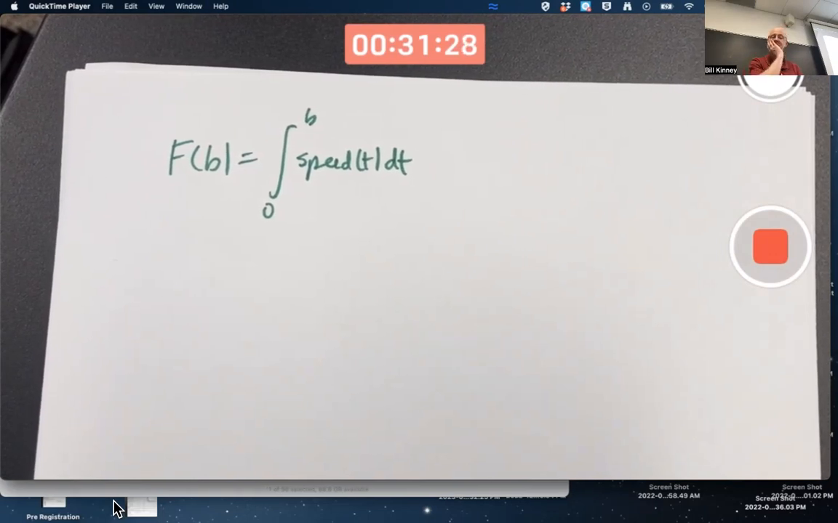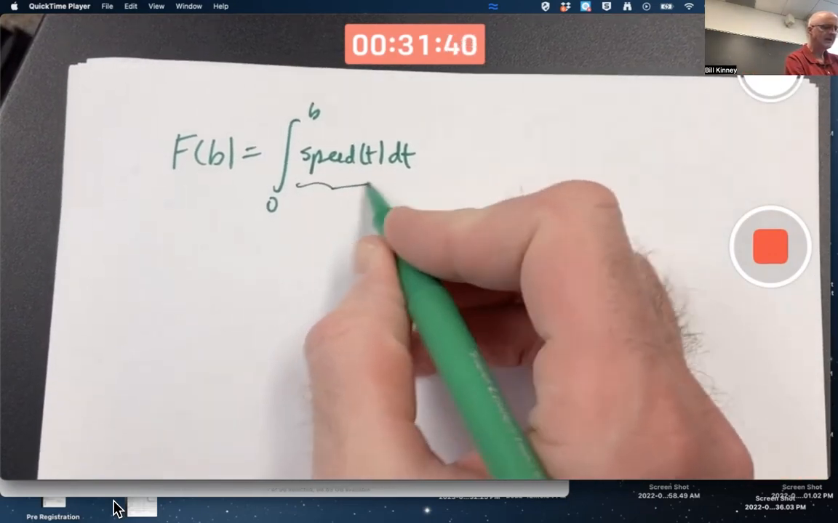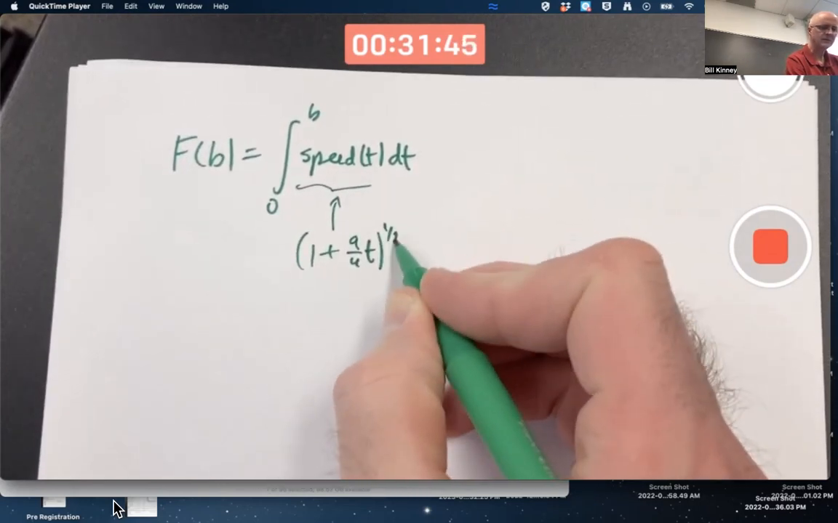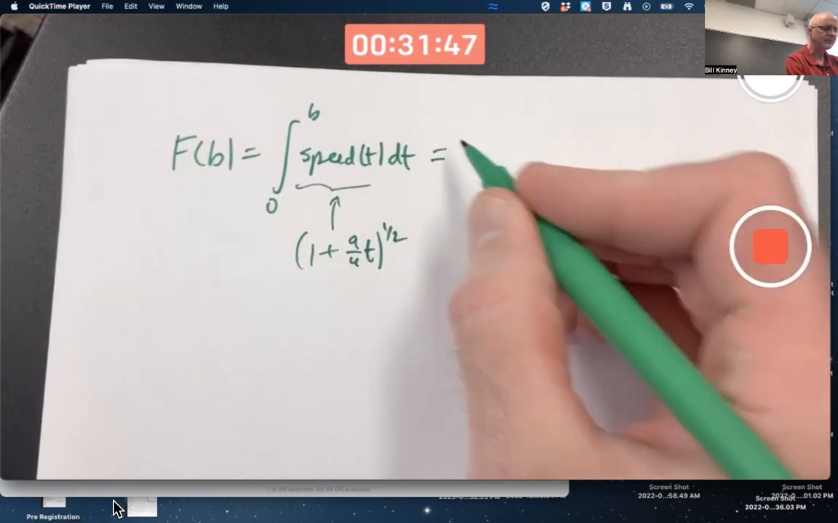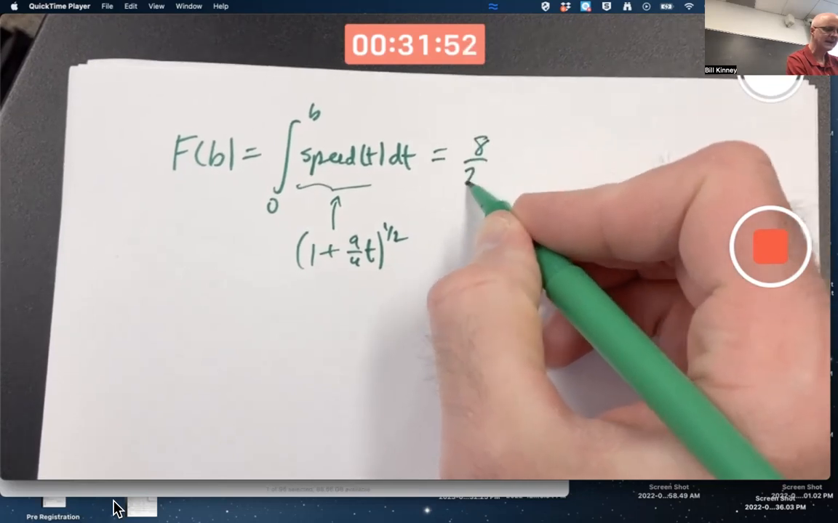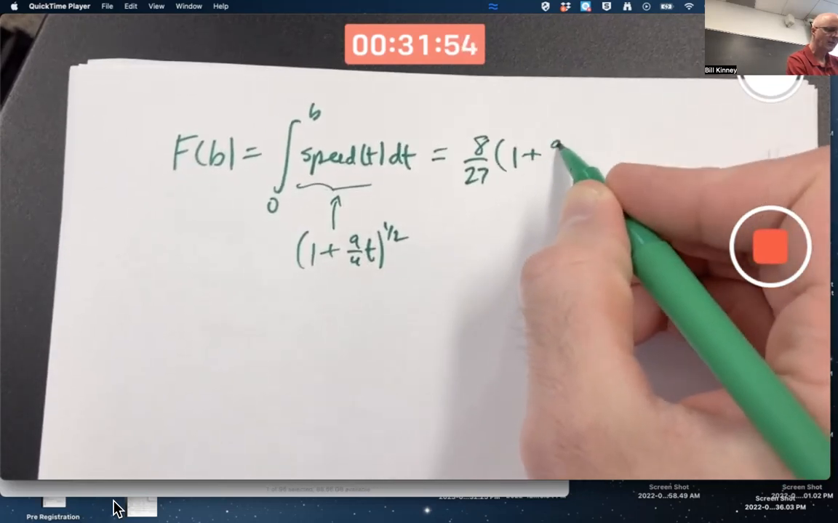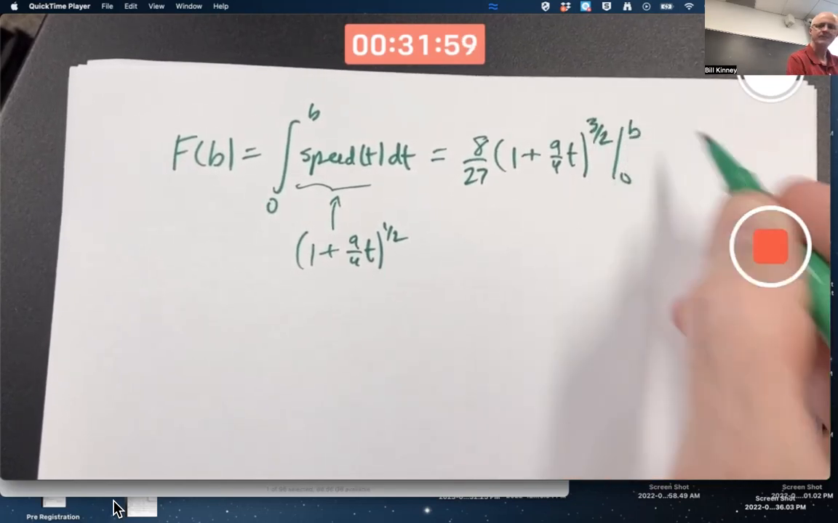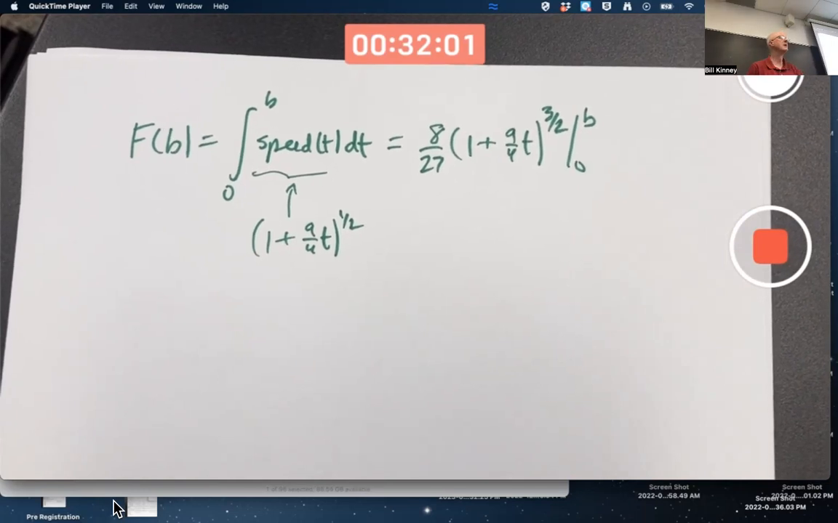T for the integral, well, yes, it's time, but it really doesn't matter what I call it. I'd still do the same calculation in the end. And with the speed still being (1 plus 9/4 t) to the 1/2 power, I could still use the fundamental theorem of calculus to say this is, just copying what I wrote down before, 8/27 (1 plus 9/4 t) to the 3/2 power evaluated from 0 to b.